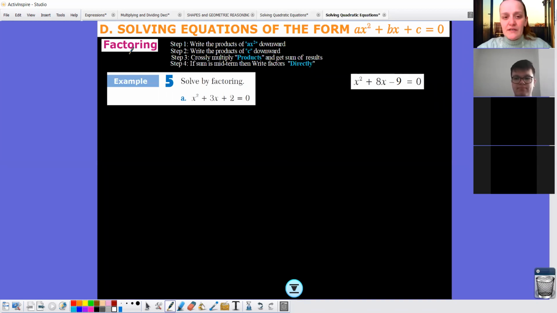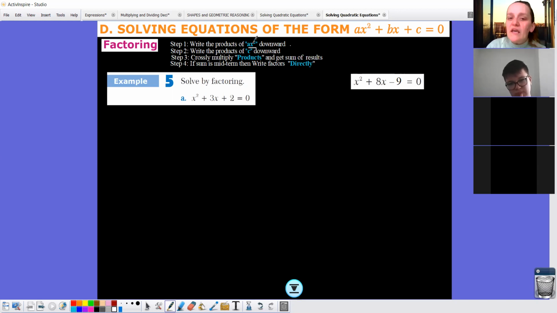What are the steps for solving a quadratic equation by factoring? The first step, write the products of ax squared downward. What does it mean? I will show you. Then the second step, write the products of c downward. Cross multiply the products and get the sum of the result. If the sum is the midterm, then write the factors directly.